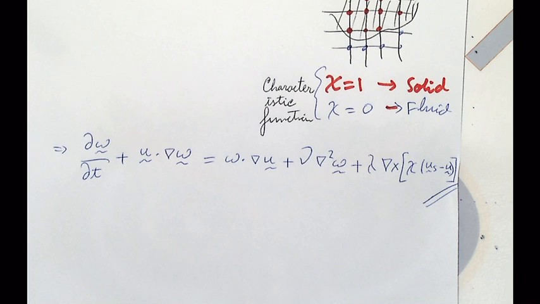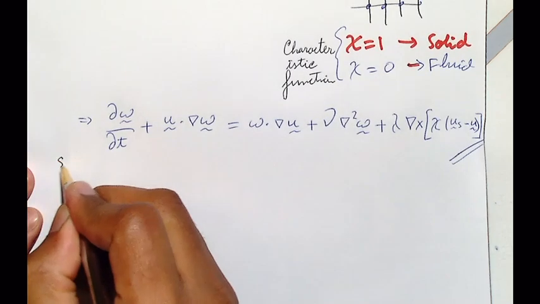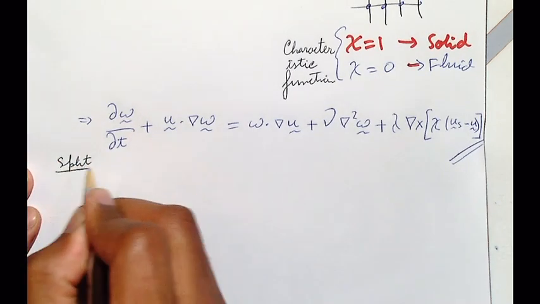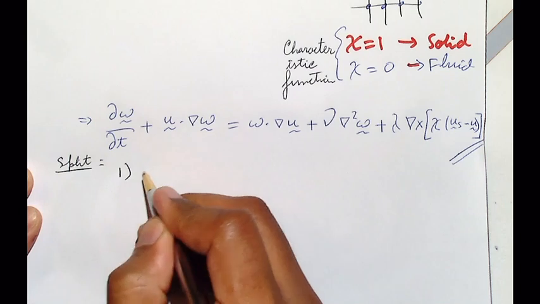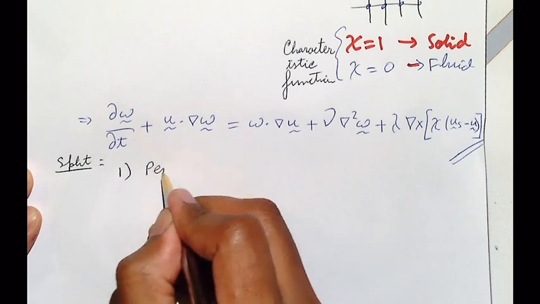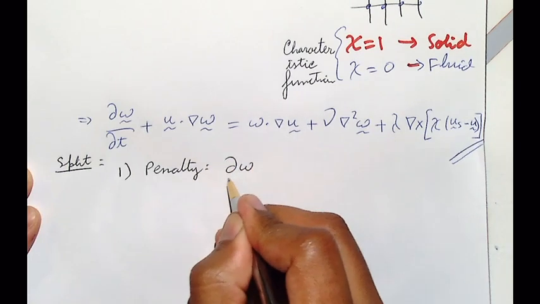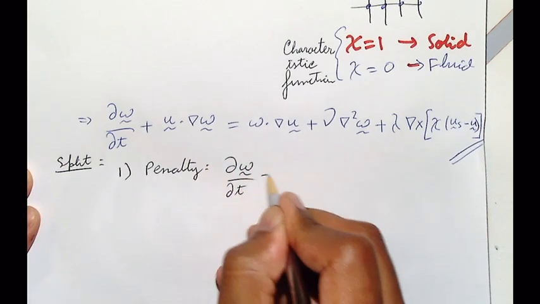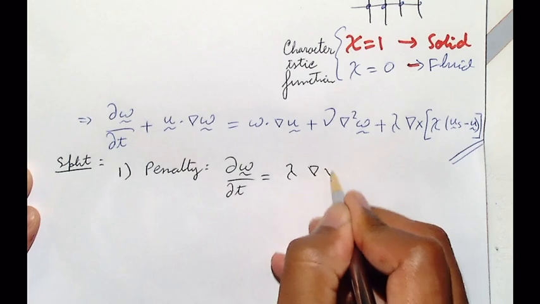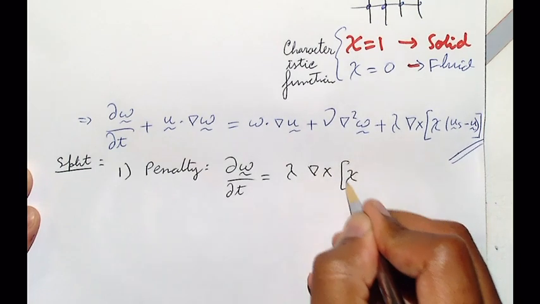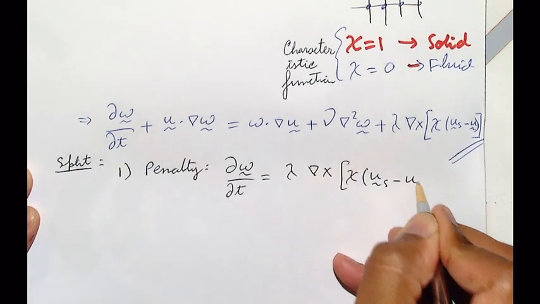Anytime we have a huge equation, what do we do? Splitting. We split it, all right? So first we can do the penalty term, C, which becomes del omega by del t equal lambda nabla cross chi u_s minus u.